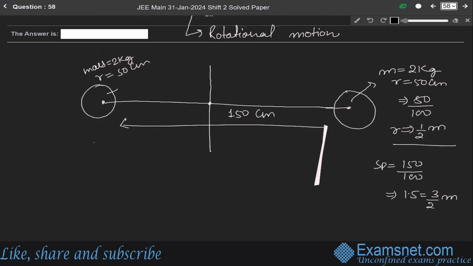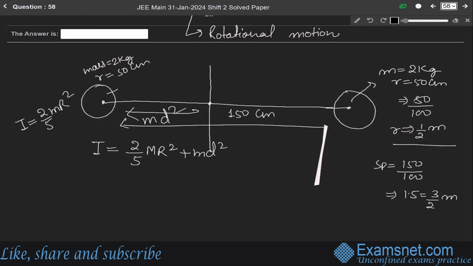Okay. Now the moment of inertia I for a sphere is equal to 2 by 5 mr square. So I will be equal to 2 by 5 mr square plus md square, by the parallel axis theorem. This is for one sphere, and since the two spheres are identical, we multiply by 2.